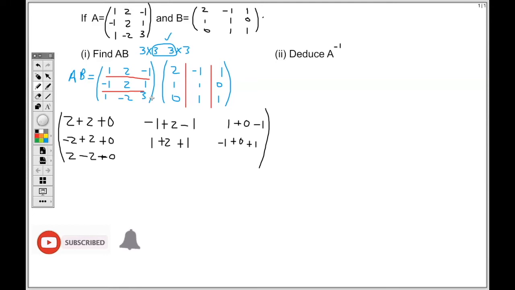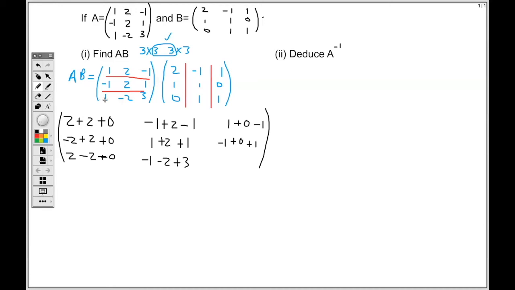Now, the third row by the second column. So we have 1 times negative 1, that's minus 1. Then minus 2 times 1, that's minus 2. And then 3 times 1, that's positive 3. So I repeat, last row by the second column, 1 times minus 1, that's minus 1. Minus 2 times 1, that's negative 2. And 3 times 1, that's 3.